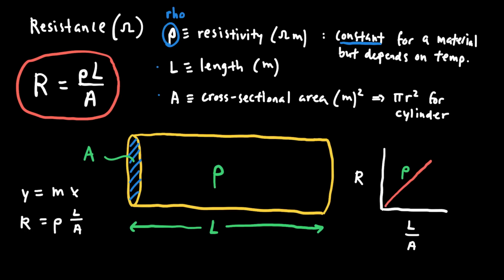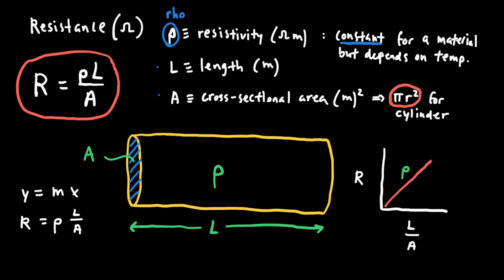In this case, I've drawn a cylinder, and the cross-sectional area of a cylinder is a circle. And so I could find the cross-sectional area, capital letter A, by using pi r squared as my equation for the area of that piece of material.